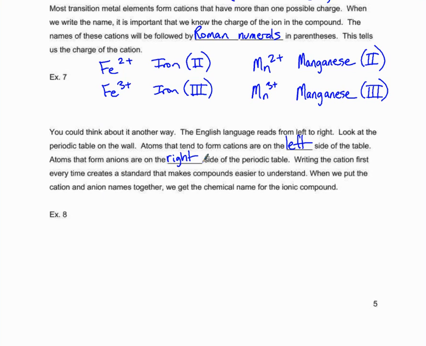Writing the cation first every time creates a standard and it makes compounds a lot easier to understand. This is standard across chemistry, cation first, anion second. And we don't want to deviate from that because if you start mixing them up, it makes things just way more confusing than they need to be. When you put the cation and anion names together, we get the chemical name for the ionic compound. Some examples.